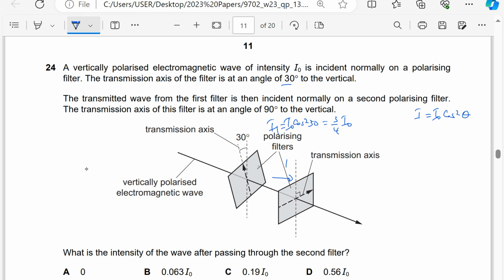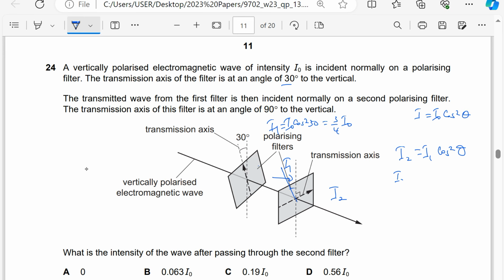So what is coming here is I1. I2 is what emerges from the other side. I2 should be equal to I1 cos squared of the angle theta. The transmission axis of this filter is at an angle of 50 to the vertical. So on 90 degrees, I must add 30. It has been rotated through 30 plus 90, which gives us 120.